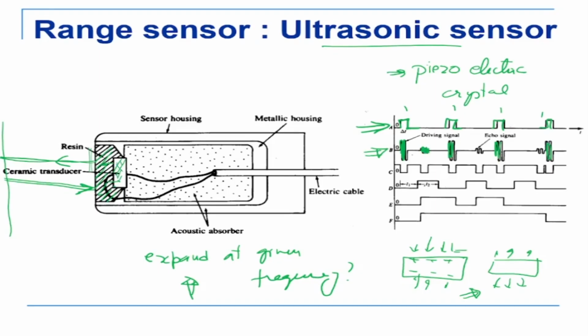So if you know this distance from here to here in the time interval, if you know that del t, you know the velocity of sound in air, and you know the time interval. So you know how much time it took to go, or you can calculate the distance where this fellow has gone till here, hit and come back. Okay. Now this is used for obstacle avoidance.